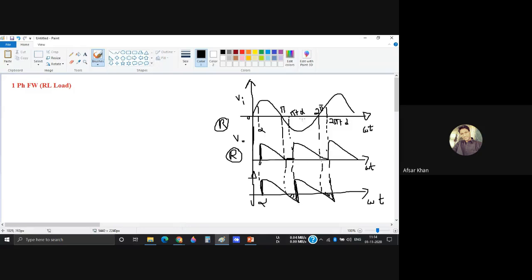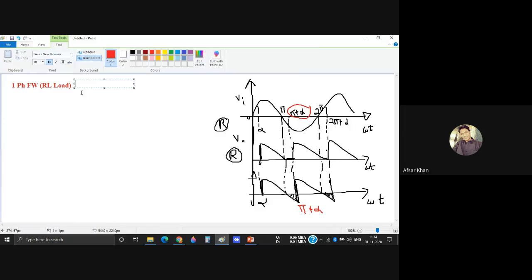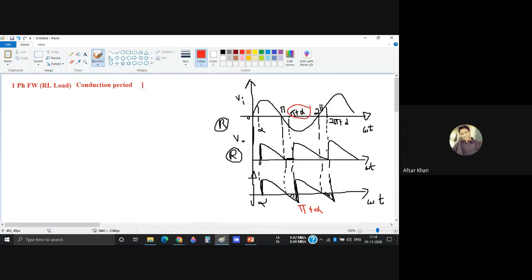So how much is this period? You tell me. Is it pi plus alpha? Yes. So here I am writing, for single phase full wave rectifier with RL load, your conduction period is how much? Alpha to 2 pi plus... pi plus alpha. Yes, very good. Alpha to pi plus alpha. This is your conduction period. Yes or no?